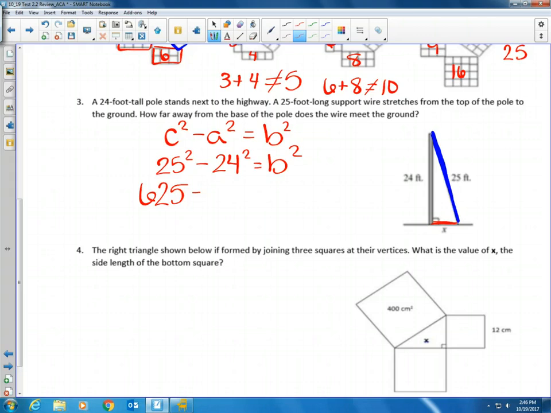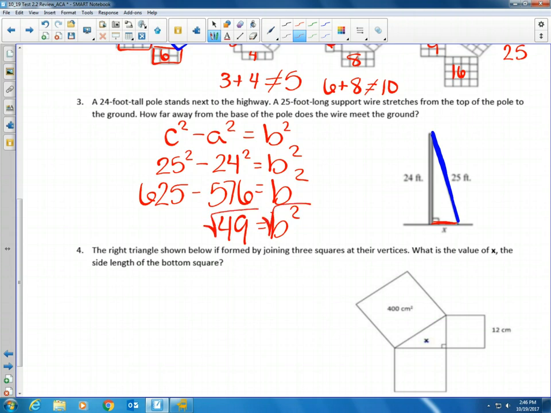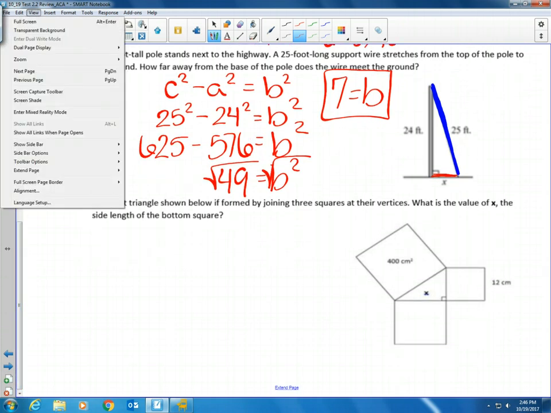24 squared is 576. You're going to subtract those, and you would get 49 equals B squared. And then our last step, since we're looking for a side length, is we are going to square root. So we would get 7 equals B. So the wire is 7 feet away from the base of the pole.